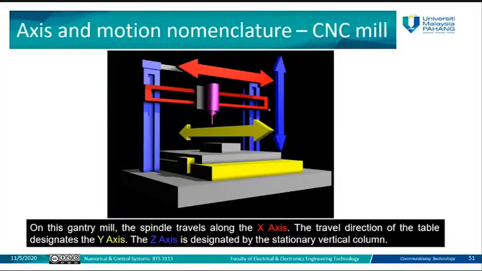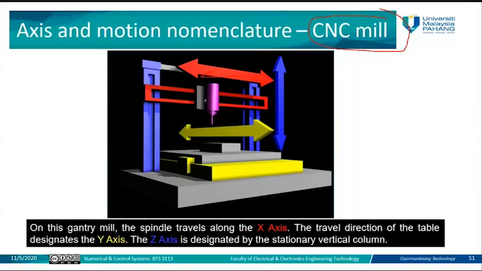Okay, here are some examples to show you what the machines look like and how the movement of the table and the spindle will be, in which axis and in which direction. For example, we start with the CNC milling machine here. The CNC milling machine has 3 axes. As you can see here, the spindle travels along the x-axis. Where is the x-axis here? The x-axis is the red color.